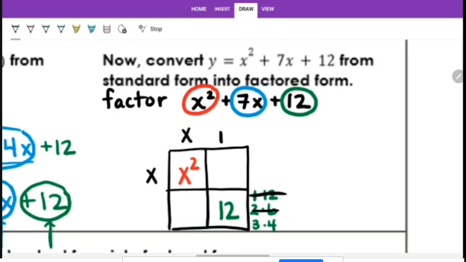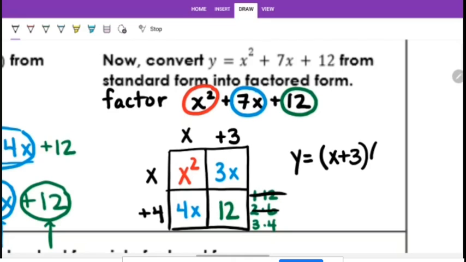So we're going to have a +3 and a +4, which will give us a 3x and a 4x in these two boxes. And when we add all of that stuff back up, you get x squared plus 7x plus 12. Great job. So now let's write our answer. Our answer, remember, is the factored form of the quadratic. So we would write that as y equals parentheses x plus 3 and then parentheses x plus 4.